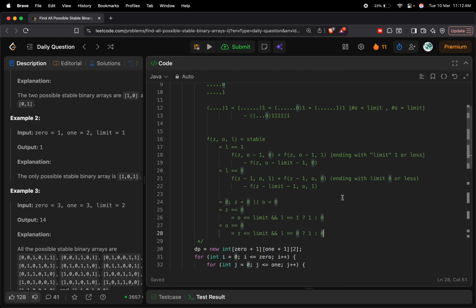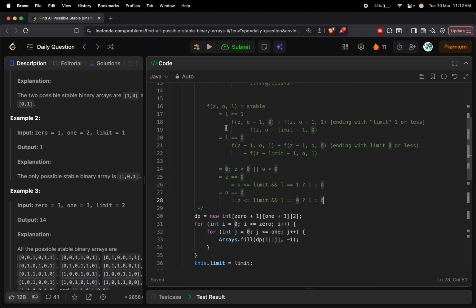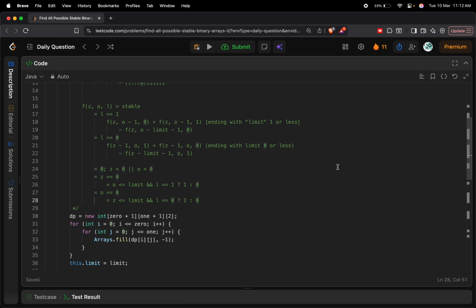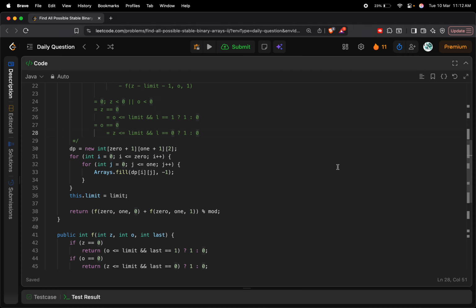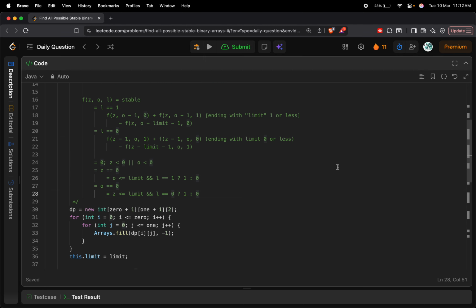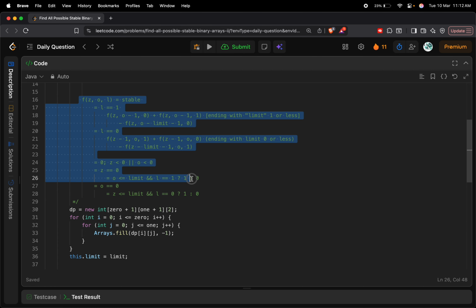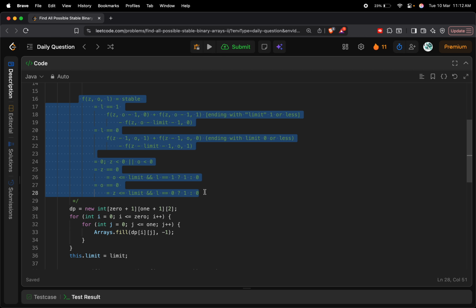Once we have written our recursive relation, it is pretty straightforward to convert this into the code and memoize it, right? So if you're following my DP series, you should be able to write the code straight away with this recursive relation, and you can memoize it. Anyhow, I will be showing the solution as well.